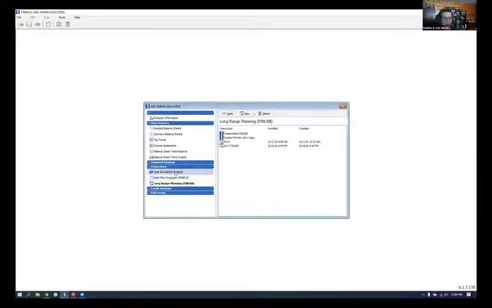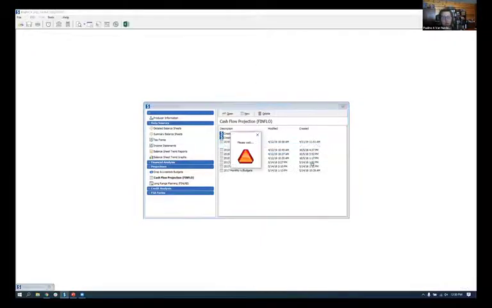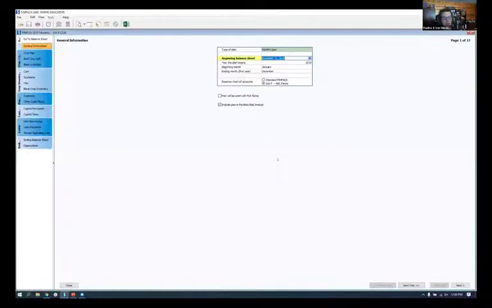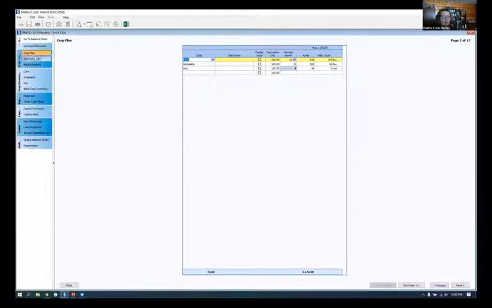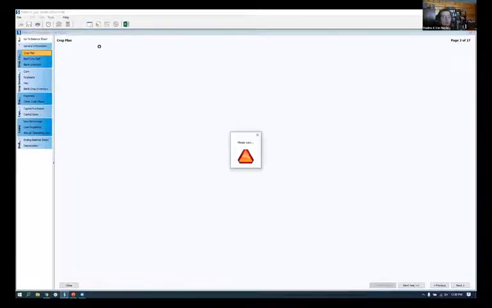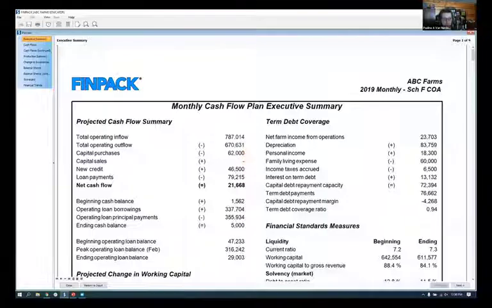Cash flow planning, on the other hand, I'm just going to do a monthly plan here to give you an idea. So we are looking at that specific production for the coming year. So again, what crops are we producing? Our beef cow calf operation, our corn and soybean sales, and the expenses related to that. When we look at the output here, we're looking just at this coming year.